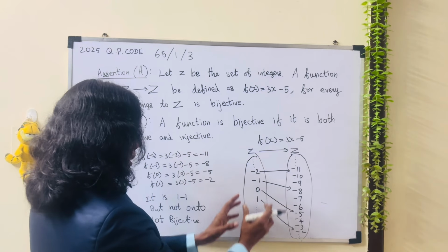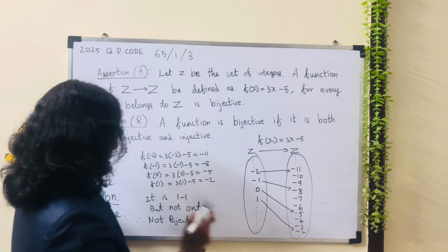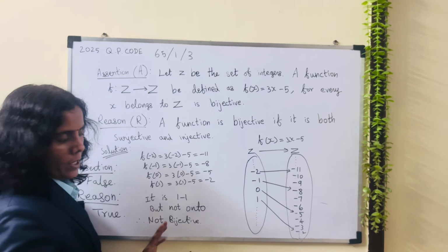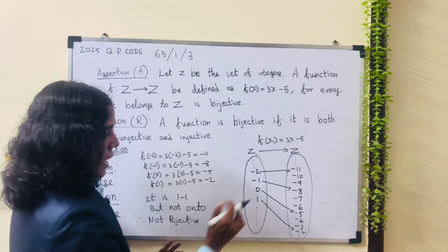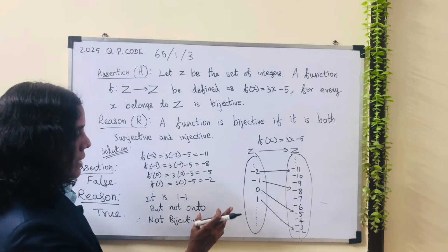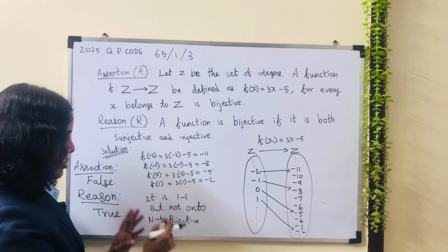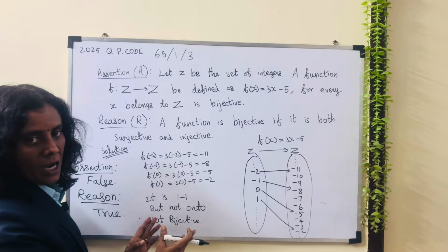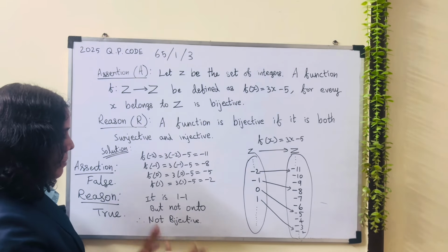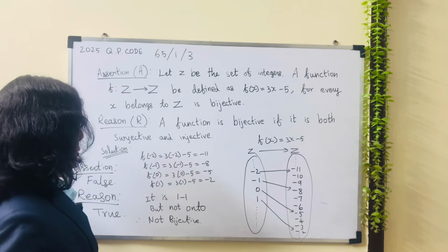ஸோ இங்கே இருக்க ஒரு ஒரு எலிமெண்ட்டுக்கும் ஒரு தனி இமேஜ் இருந்துச்சுன்னா இந்த ஃபங்க்ஷன் 1 to 1. ஸோ இது 1 to 1. ஆனால் இங்கே இருக்க -10, -9 இதுக்கெல்லாம் ப்ரீ இமேஜ் டொமைனில் இல்லை. ஸோ it is not onto. ஸோ 1 to 1 but not onto-னா it is not bijective. Bijective-னா 1 to 1-ஆவும் இருக்கணும், onto-ஆவும் இருக்கணும்.